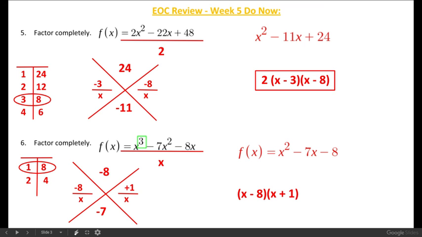One more thing that you can't forget, just like we did in number 5, that 2 that we divided by came down. So this x that we divided by and factored out initially comes down. So it's a part of our final answer and we're done.